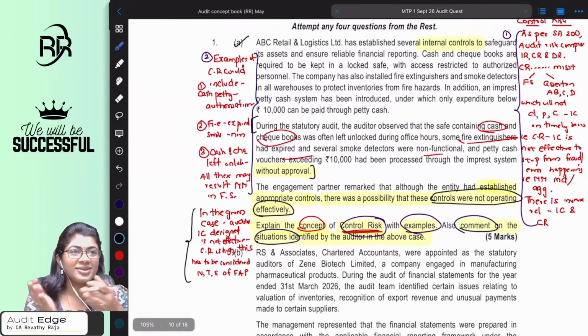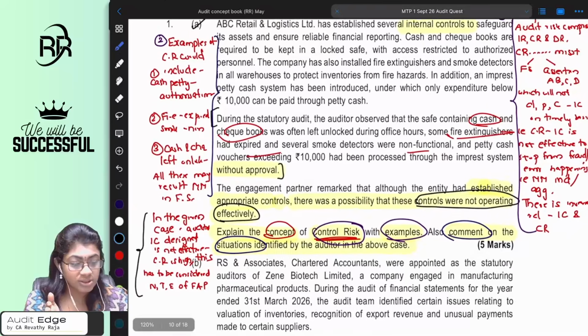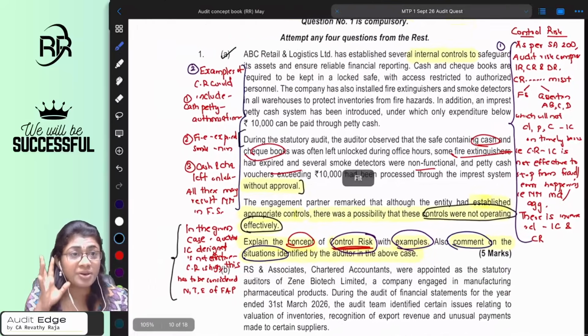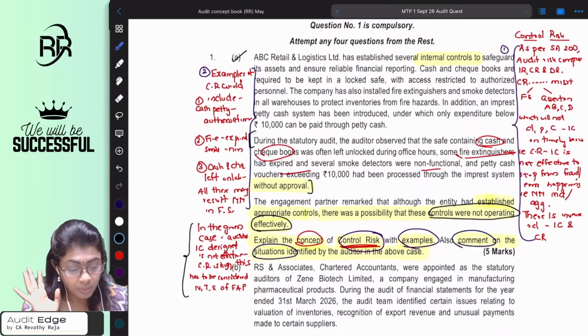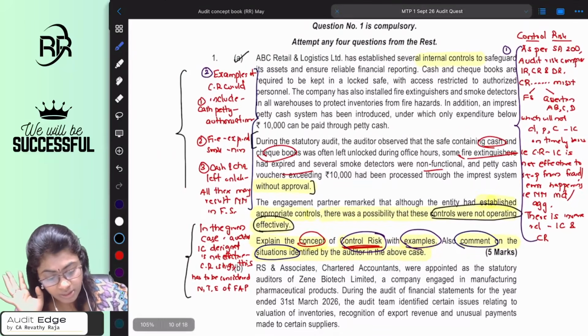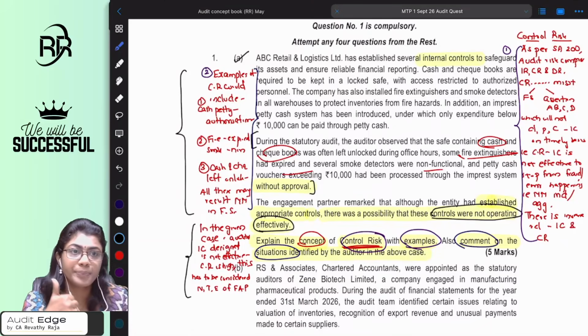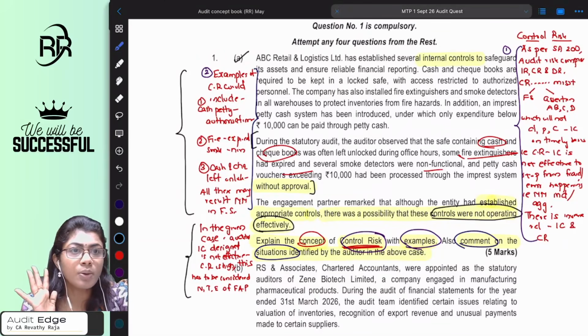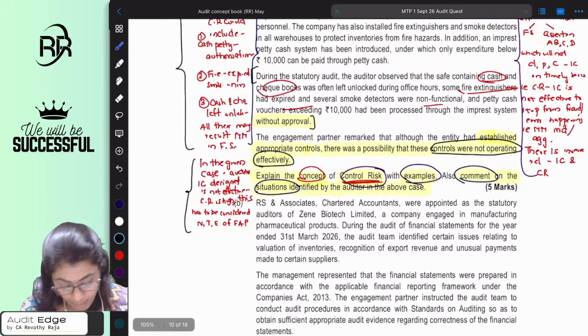So guys, instead of showing the answer, I've discussed how to present the answer for the examination, para-wise, what should be written. Like this, you have to write it in 3 paras. Okay, so let's proceed to the next question.